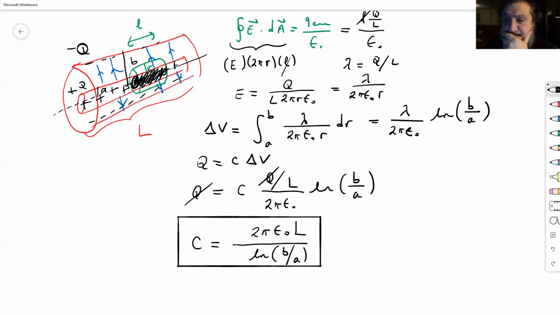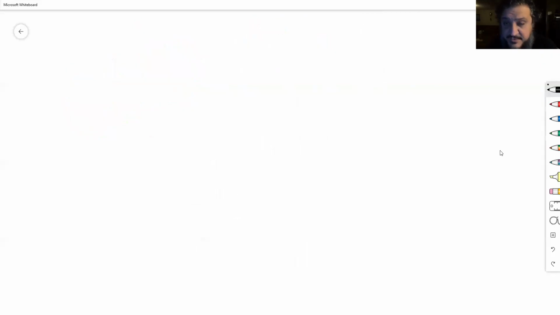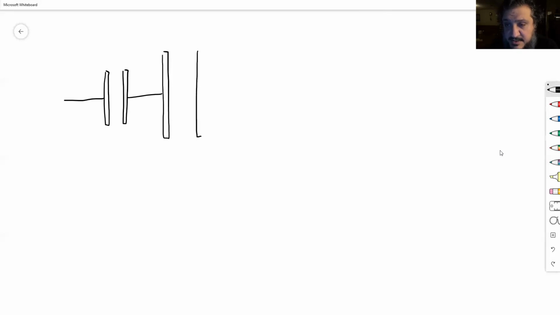All right, so what if we have more than one capacitor? What happens then? So let's say we have two. One capacitor here, and then another one. See, they don't have to have the same area. I can make this bigger. Different kind of capacitor, maybe different separation as well. They don't have to be the same, but I'm using wires to connect them.